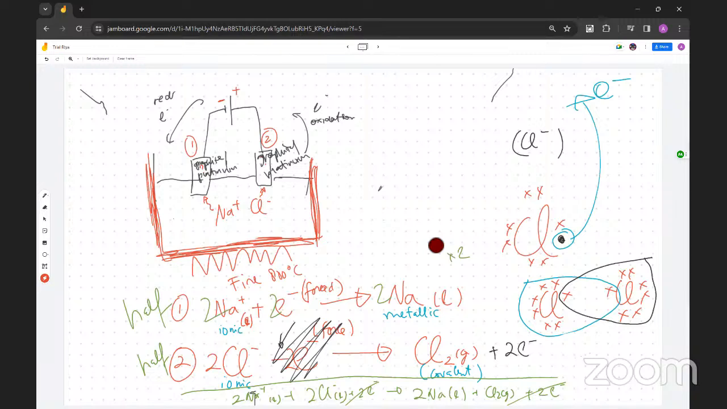Wait, what is this equation called? Which one? That one is the full ionic equation. So half, right? Half left, half right. The half left, half right is the most important part, but they will always want a full combined reaction.